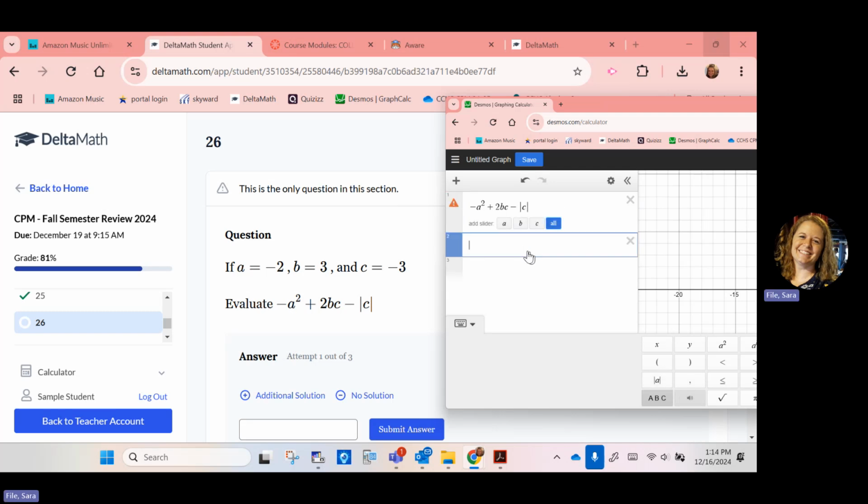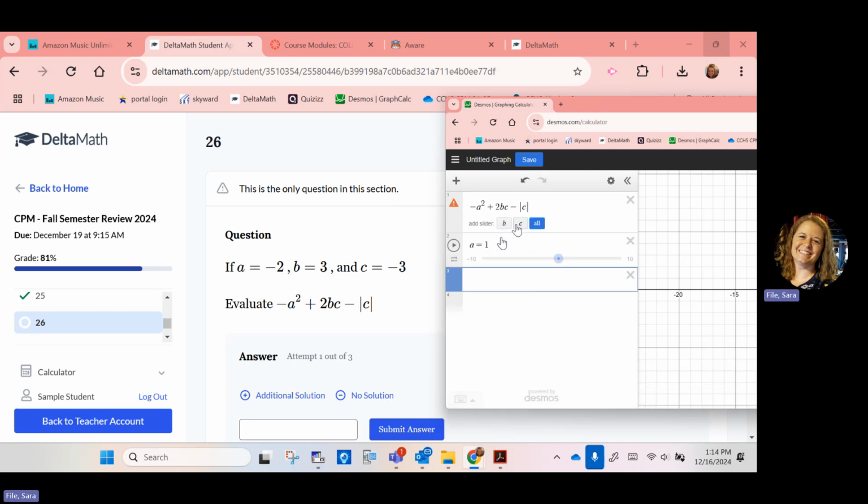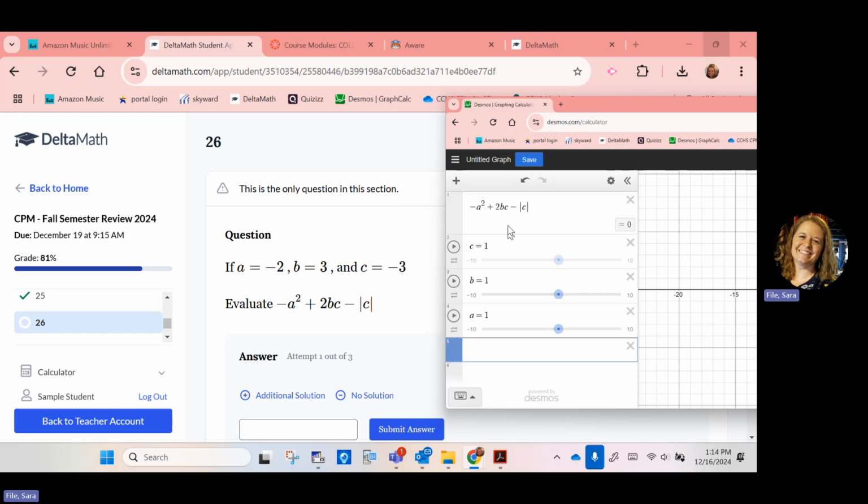So you can type it in like this, and notice you can add a slider for A, B, and C, and then you can set them to what they set up here. So it said A is -2, so I'm going to set A to -2. B is 3, so I'm going to set B to 3.